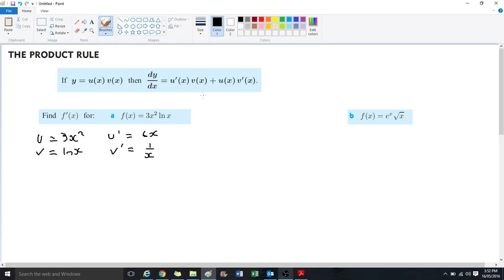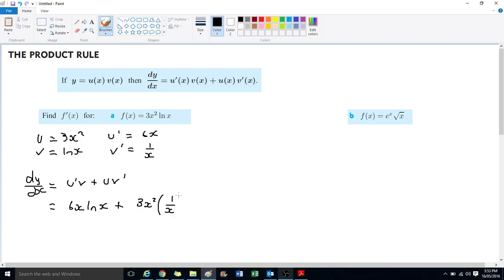Now we know from the rule up here that dy on dx is equal to u dash v plus u v dash, so we just have to put the numbers in here. u dash v is 6x times ln x, and u v dash is 3x squared times 1 on x, and we can simplify these a bit. So we have 6x ln x plus 3x squared on x, which is just 3x.